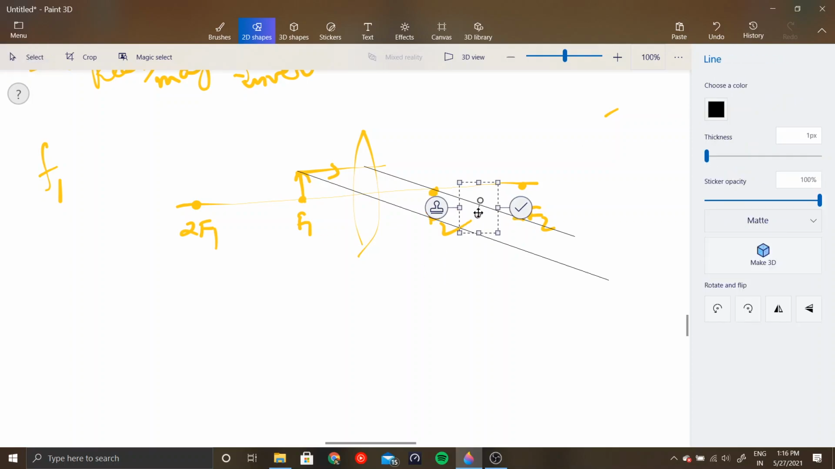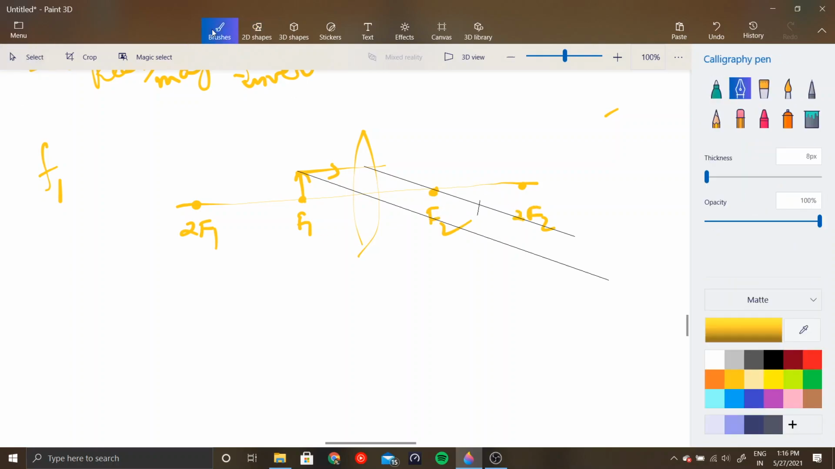And what do you know about parallel rays? They actually meet at infinity. So when two lines or two rays are parallel, they will actually meet at infinity. So the image will be formed, that will be real. It will be point sized because it is meeting at infinity. It will be infinitely small, since it is point size and it is forming at infinity.